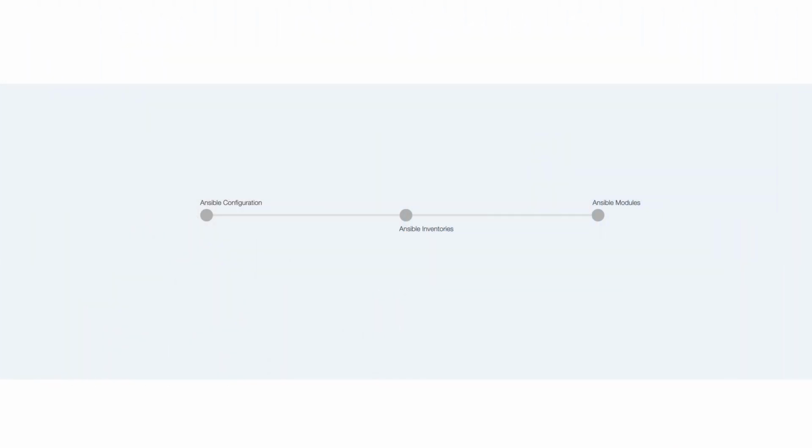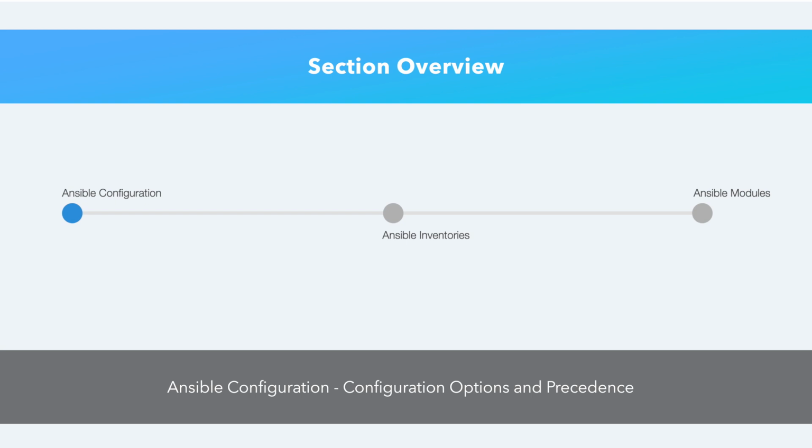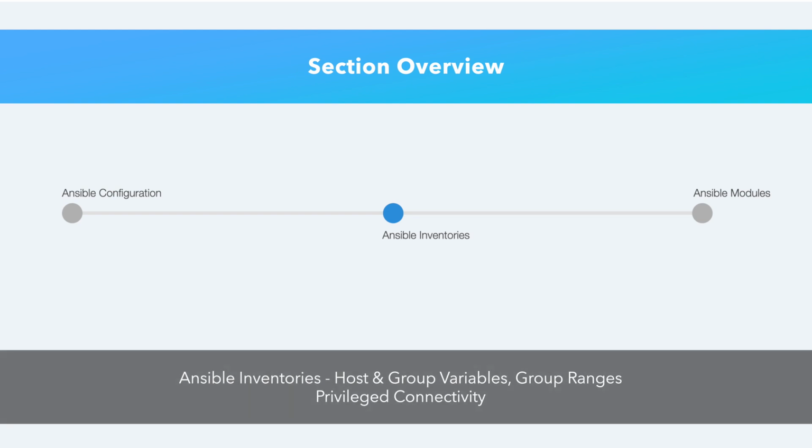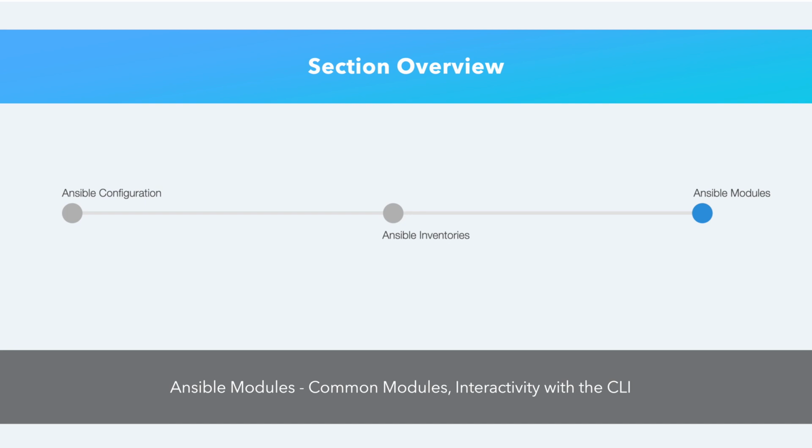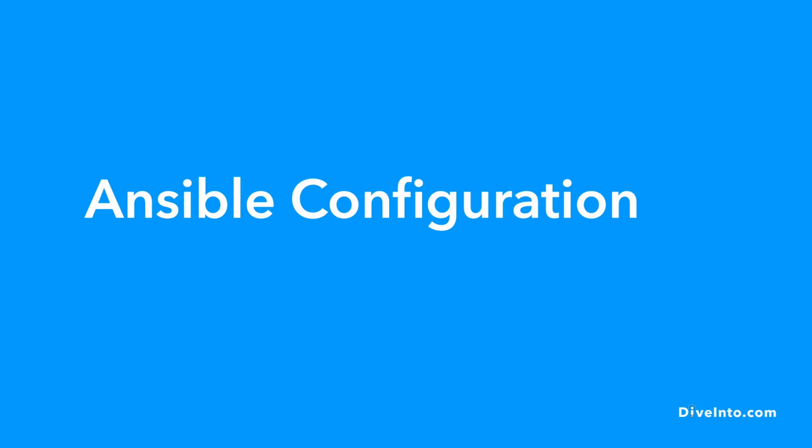In this section, we're going to be looking at the Ansible Configuration, Ansible inventories, how we can apply host and group variables, how we can simplify groups with ranges, how we can configure the inventory to allow root connectivity, and how Ansible can be used with different target configurations. And in Ansible modules, we're going to look at some of the common modules available and learn how to interact and use them with the Ansible command line tool. Join me in this video, Ansible Configuration.